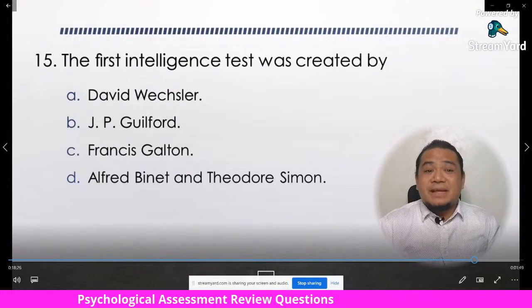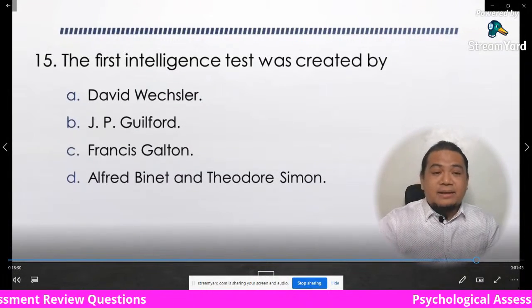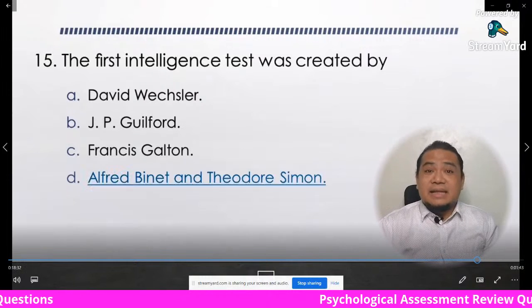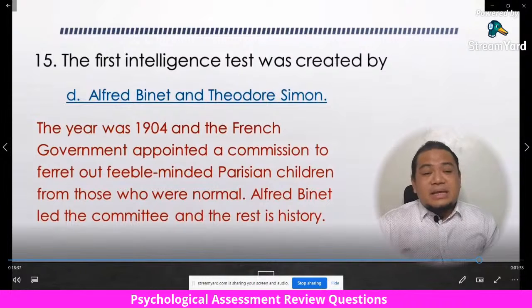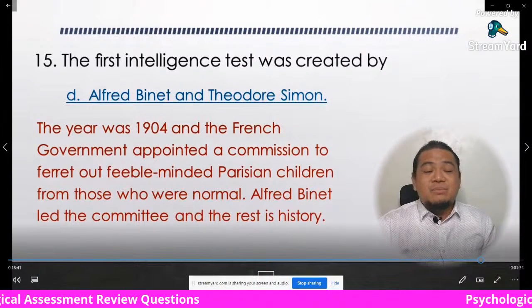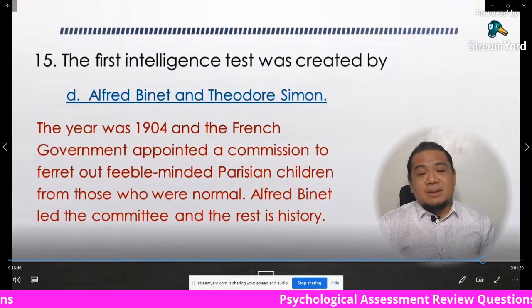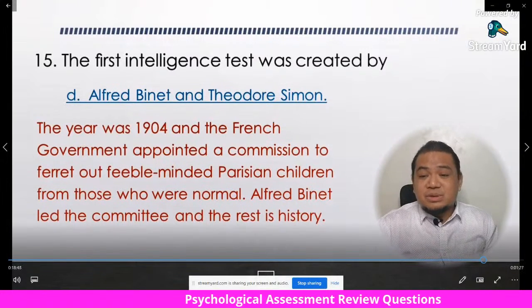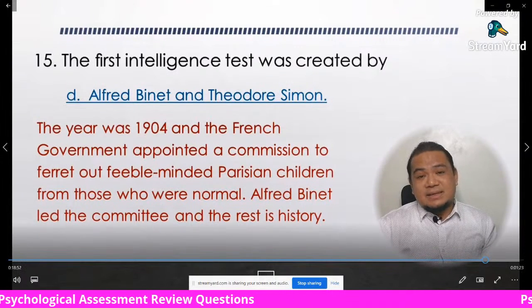And last, number 15, the first intelligence test was created by, the answer is letter D, Alfred Binet and Theodore Simon. The year was 1904, and the French government appointed a commission to ferret out feeble-minded Parisians from those who were normal. Alfred Binet led the committee, and the rest is history.